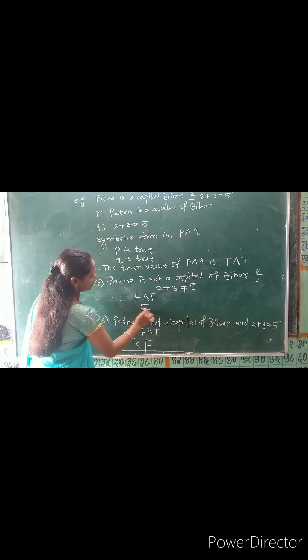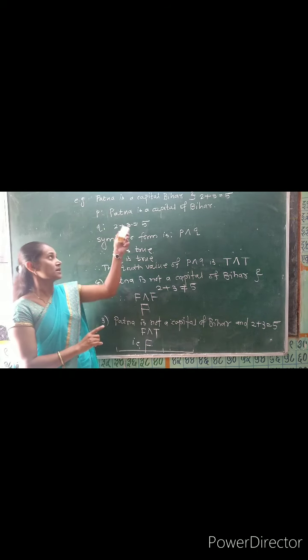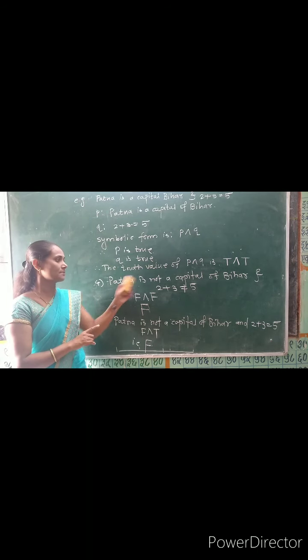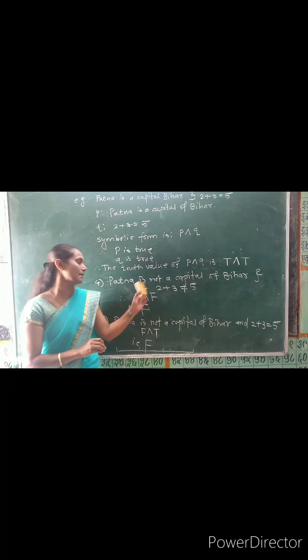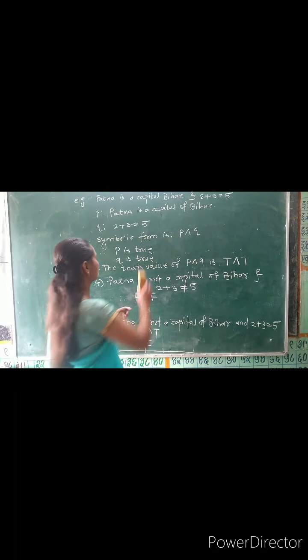The truth table of conjunction is very important, and remember that in conjunction only when both statements are true is the truth value of the conjunction true, otherwise it is false.